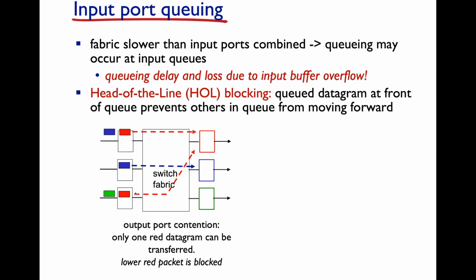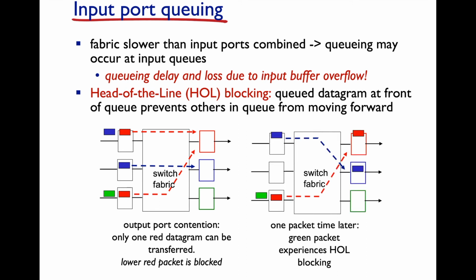Now, this red datagram at the bottom can't be transmitted if that output port is currently occupied because this top red input, this red datagram at the input at the top, is occupying that resource. And so this is called head of line blocking, meaning a datagram at the front of the queue prevents others in the queue from moving forward. And you'll see here, the green doesn't even contend with all of those other datagrams trying to get to the red output port. But yet it has to wait because the datagram in front of it is blocked.